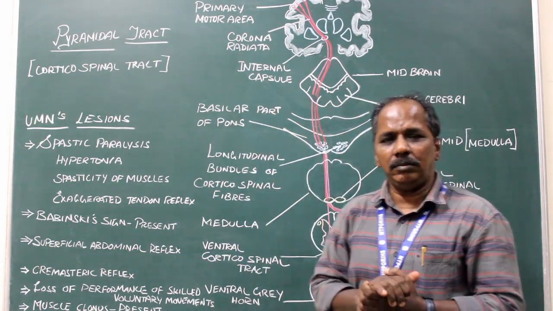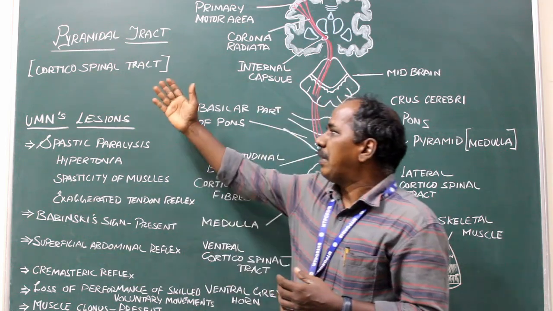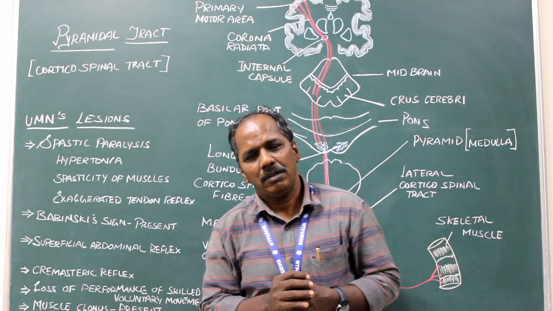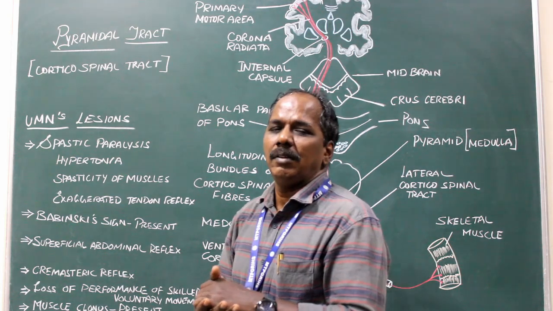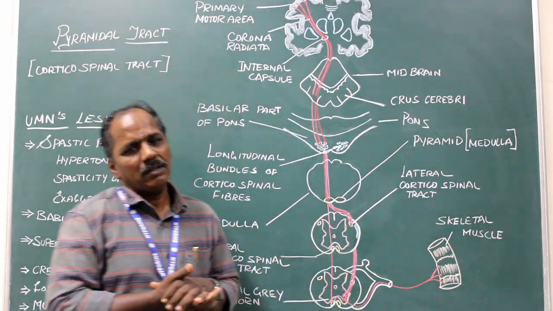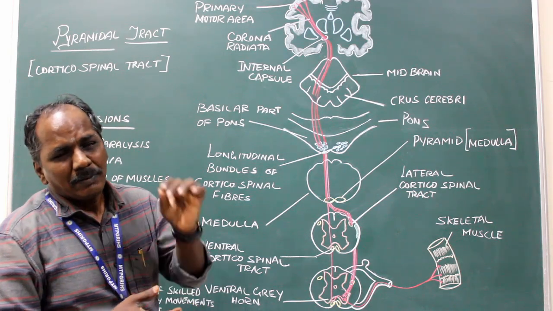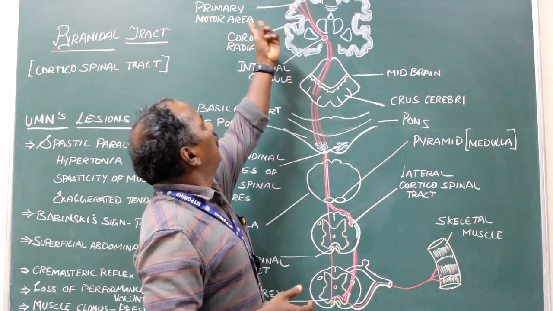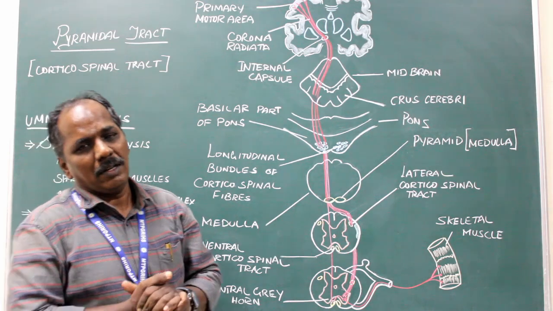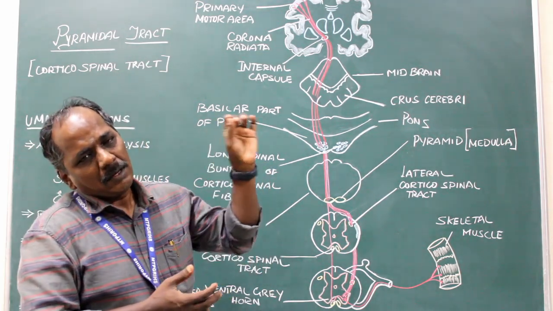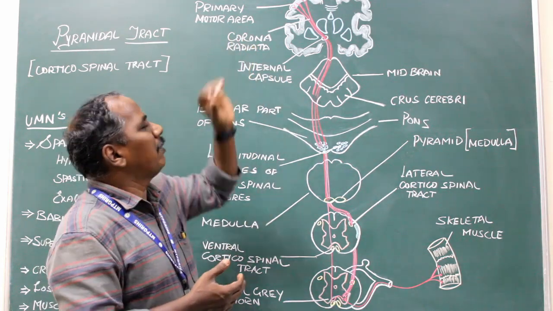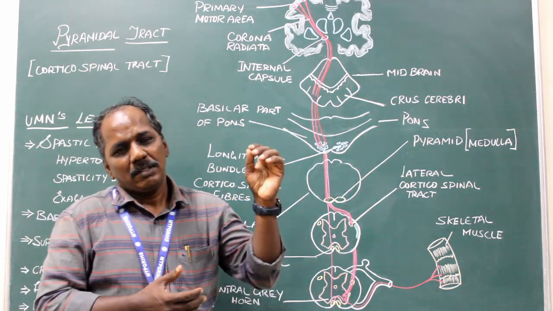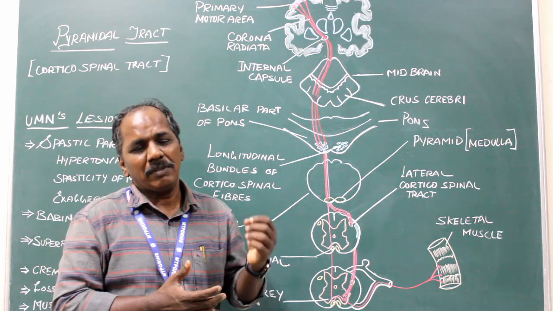Pyramidal tract. Pyramidal tract or corticospinal tract. The fibers of the corticospinal tract arise from the pyramidal cells lying in the motor area of the cerebral cortex. So the majority of the corticospinal tract fibers arise from the primary motor area. It also receives fibers from the associated motor area and also from the sensory areas.